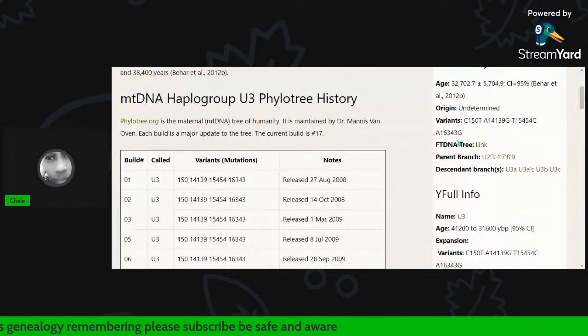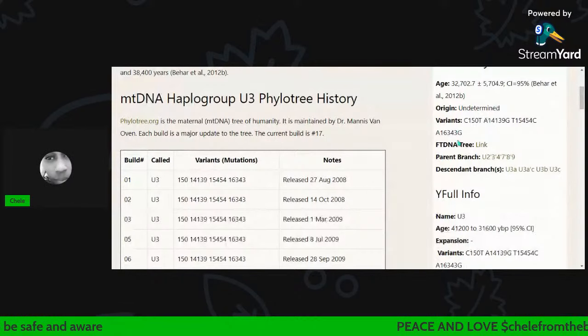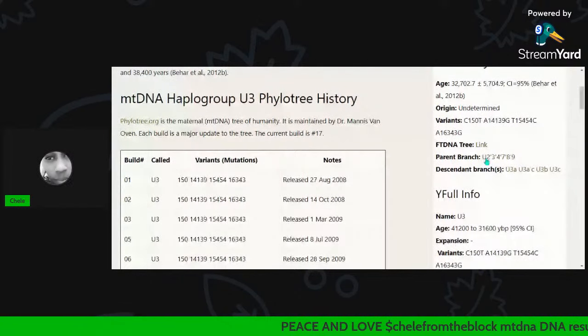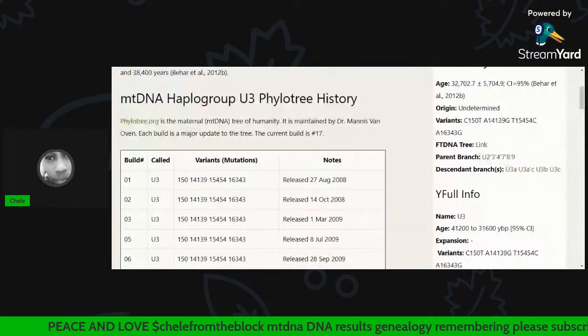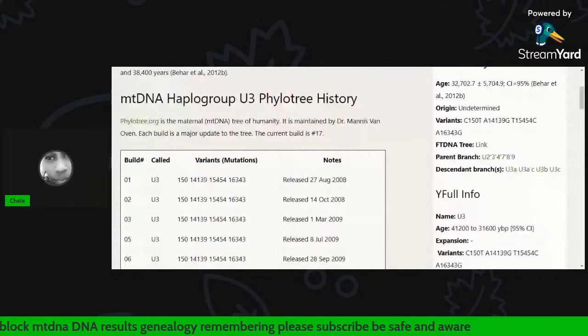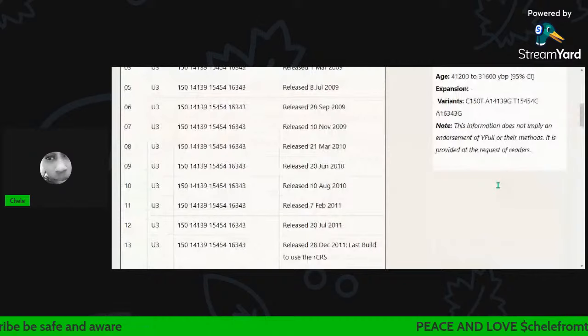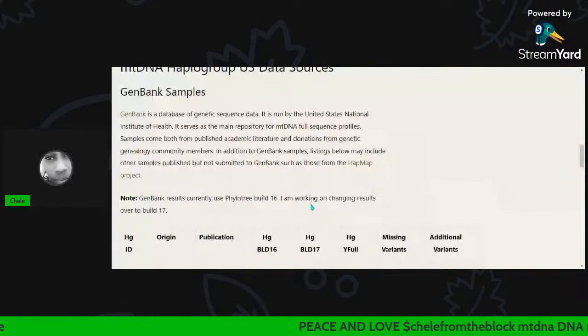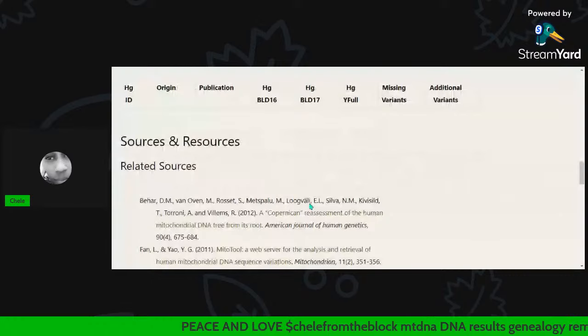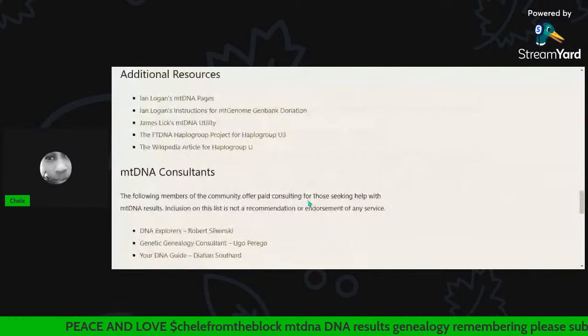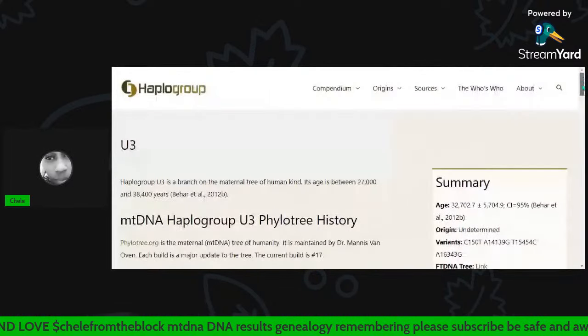U3, U37, U89. Mind you, the parent branch to U3 is U2, U3, U4, U7, U8, U9. That's very interesting because I have U2. U2 and U3 are at the same exact percentage. They were being real tight-lipped on this one. No information. They have no clue where it came from.